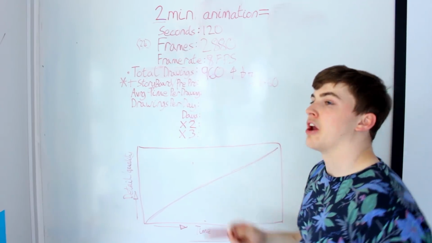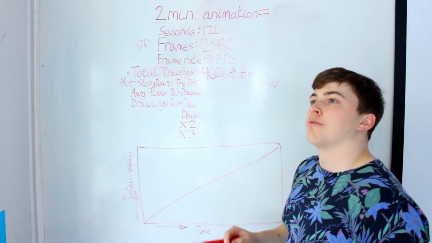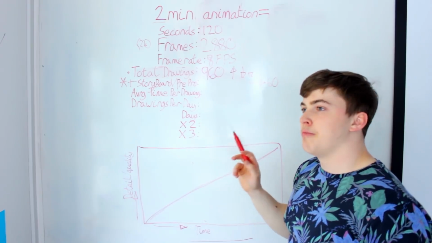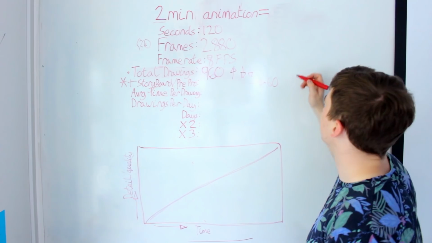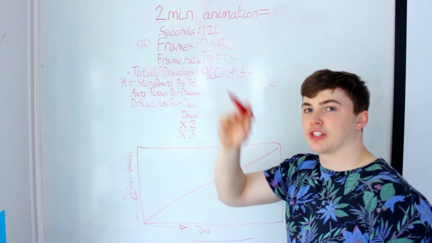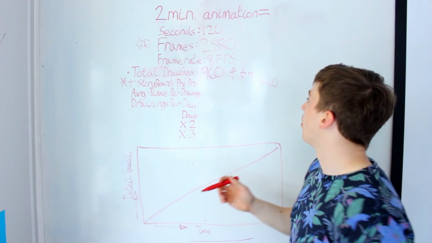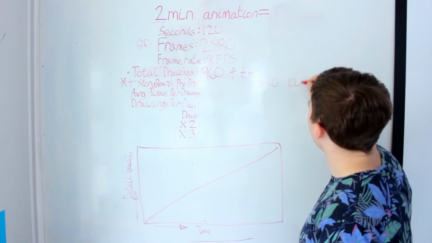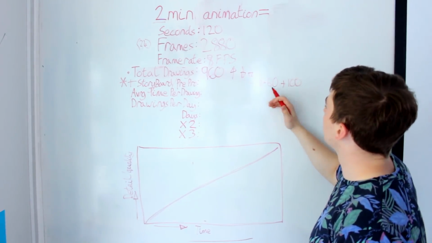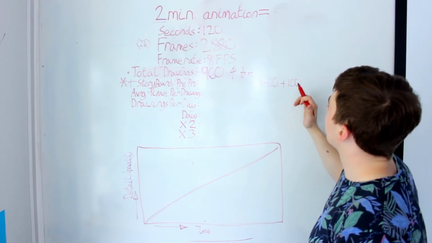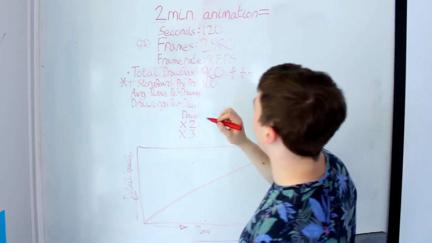For the pre-production, I would say for a decent pre-production on a 2-minute film, realistically about 100 drawings. You can stretch this number or squash it as much as you want. So with those two combined, with the storyboard and the drawings, we've got 160 drawings added on.